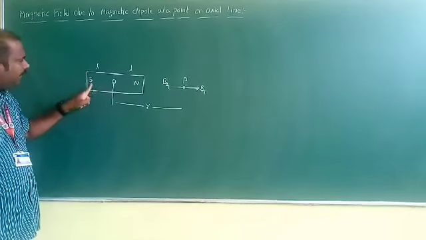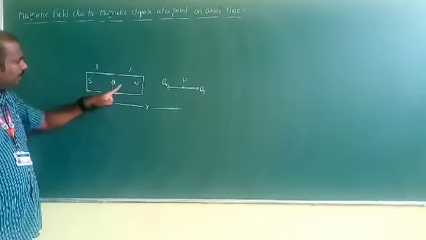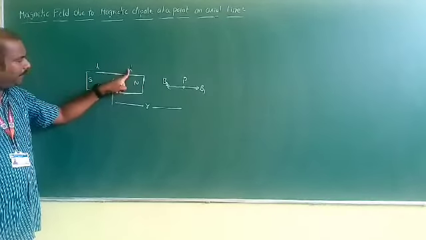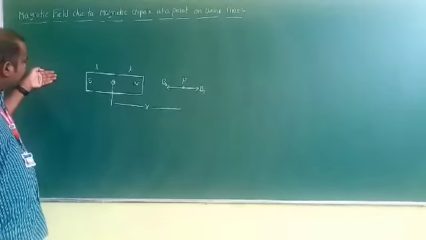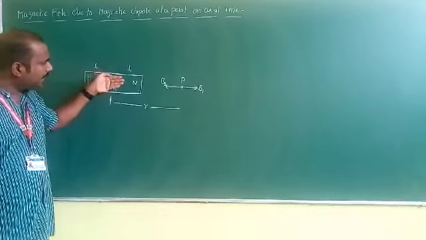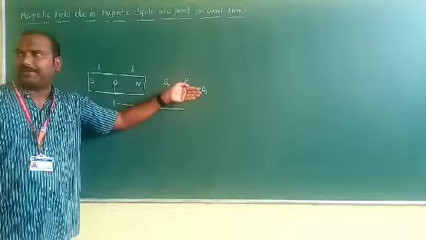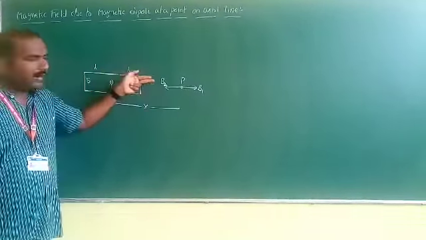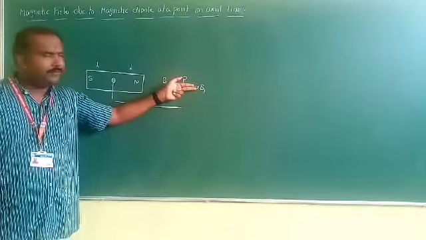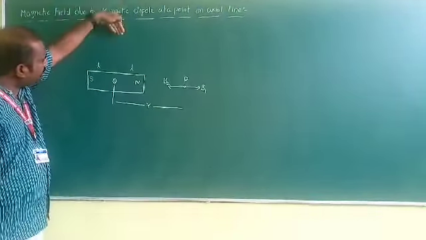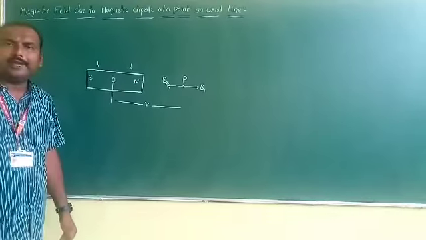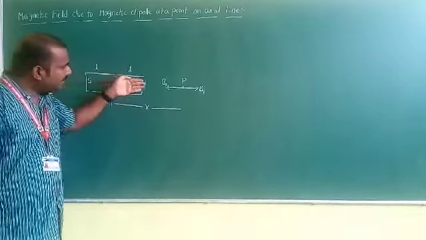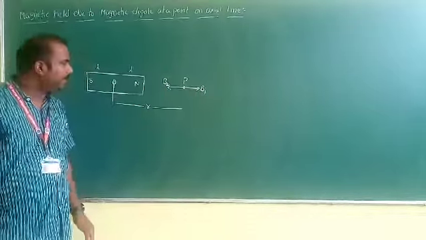Consider I am taking one bar magnet, north pole, south pole. The length of the bar magnet is 2L. The line which is passing through the poles of the magnet, we call it the axial line. The line which is perpendicular to this axial line, we call the equatorial line.